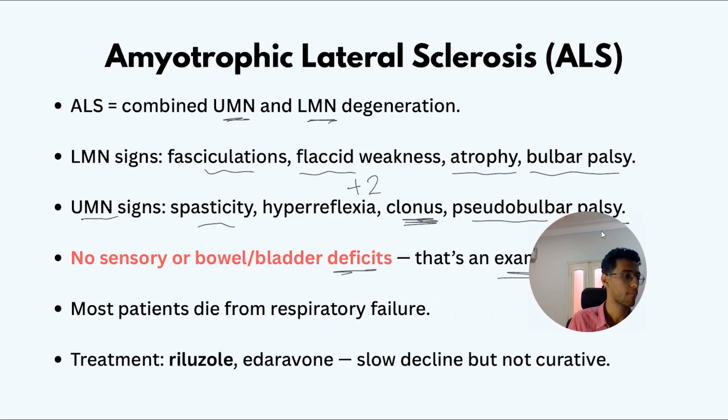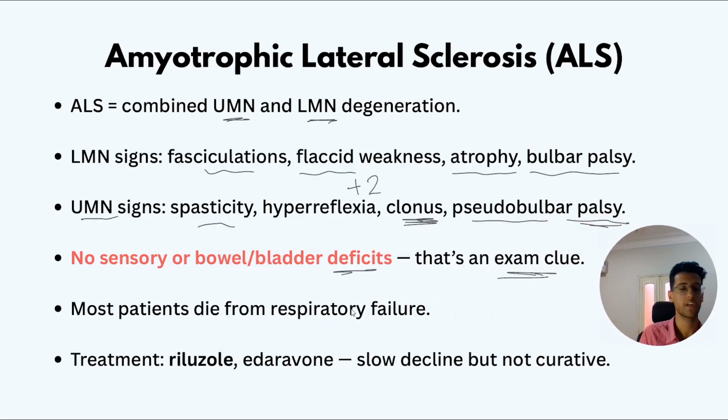Okay, most patients die from respiratory failure. So if the question vignette is classic for amyotrophic lateral sclerosis and just asks about the cause of death in this patient, it will be respiratory failure. What if I asked you about the cause of death in Friedreich ataxia? Do you remember this? It will be cardiomyopathy. Yes, you are right. But the cause of death in amyotrophic lateral sclerosis is respiratory failure.